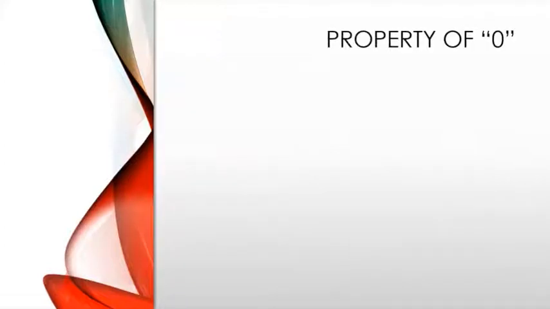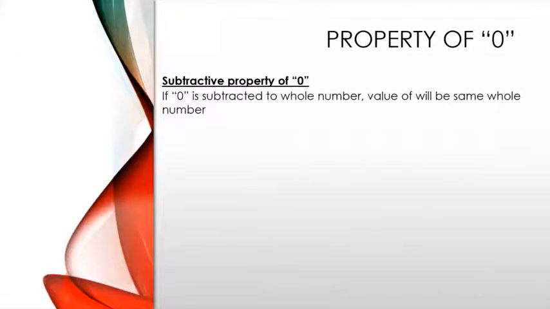Now we will learn about the property of 0. The subtractive property of 0. If 0 is subtracted from a whole number, then the value will be the same as the whole number. It will not change. So for example, x minus 0 is equal to x only. We can replace x by 7. We'll get 7 minus 0, which is equal to 7 itself.